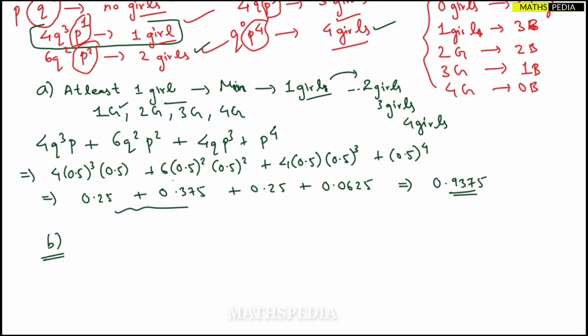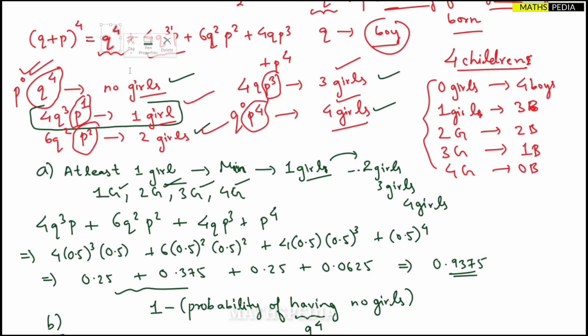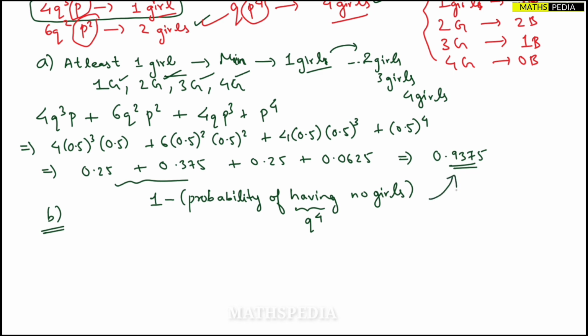They have said at least one girl, correct? Minimum one girl should be there. So we are finding the probability for one girl, two girls, three girls, four girls. Instead of that, we know the sum of probabilities will be 1. So from 1 we can just subtract the probability of having no girls. That means the first term we can just subtract. Having no girls means what? Q power 4. There are no girls, this part, first term. So we can just subtract this one from 1 in order to get this same answer. That means 1 minus 0.5 power 4, it is equal to 1 minus 0.0625, it is equal to 0.9375.